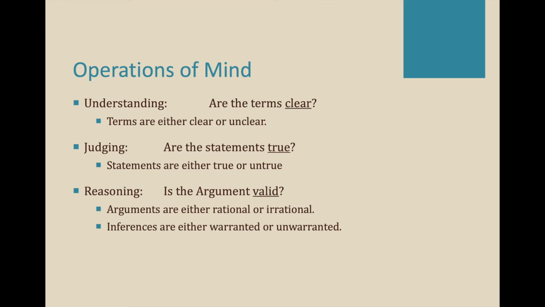We want to be able to answer the question, is the argument valid? Which is to say, does the argument follow the rules of inference for that deductive form? And so we would say of any deductive argument that it's either rational or irrational, the inferences are warranted or unwarranted, but in a deductive argument, the rational arguments, the warranted arguments, we call valid arguments, because not only do they end up in a true conclusion, but they have a form that follows the rules of inference.